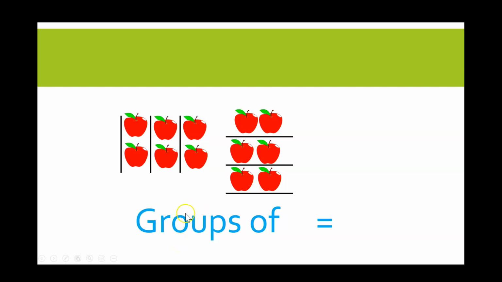So looking at this, it looks like I have 3 columns, 1, 2, 3, with 2 apples in each. So our equation is going to look like this: 2 plus 2 plus 2. What is 2 plus 2 plus 2? Did you say 6? Excellent job.